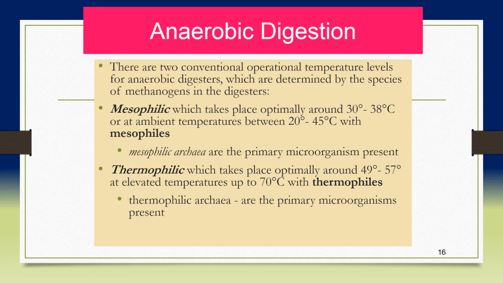So there are 2 conventional operation temperature levels for anaerobic digesters, which are determined by the species of methanogens in the digester. So the first one is mesophilic, which is around 30 to 38, and then thermophilic, which is 49 to 57.